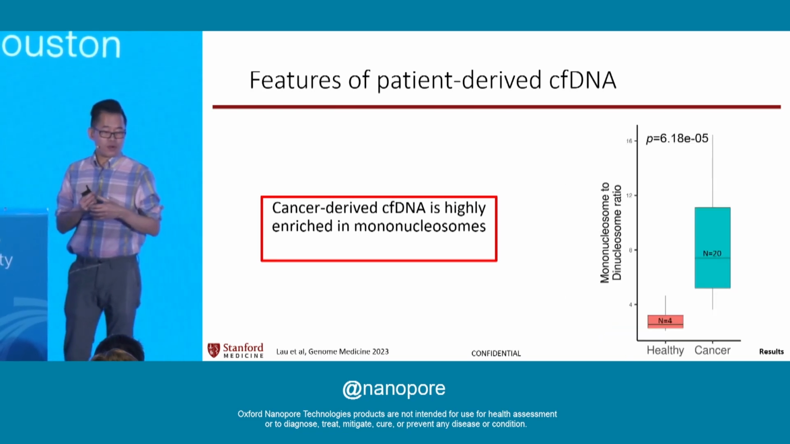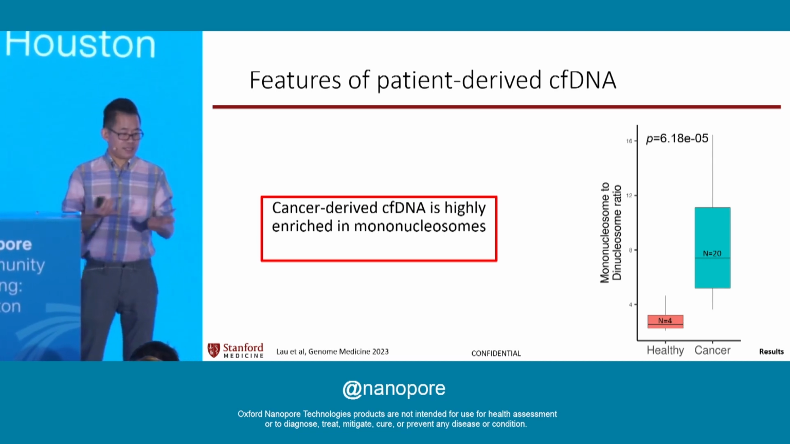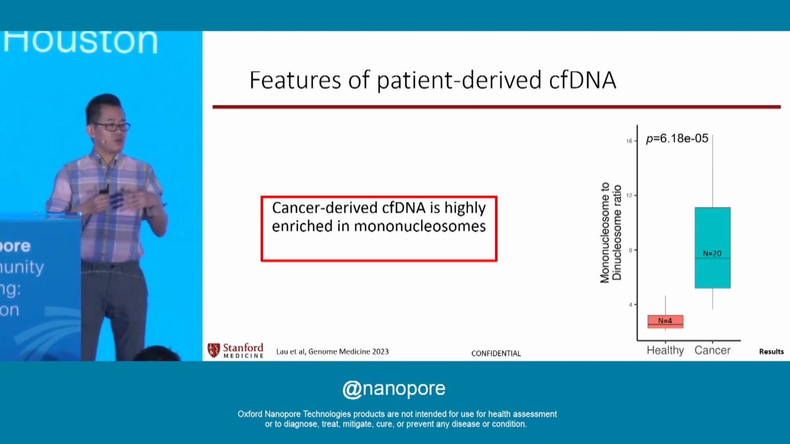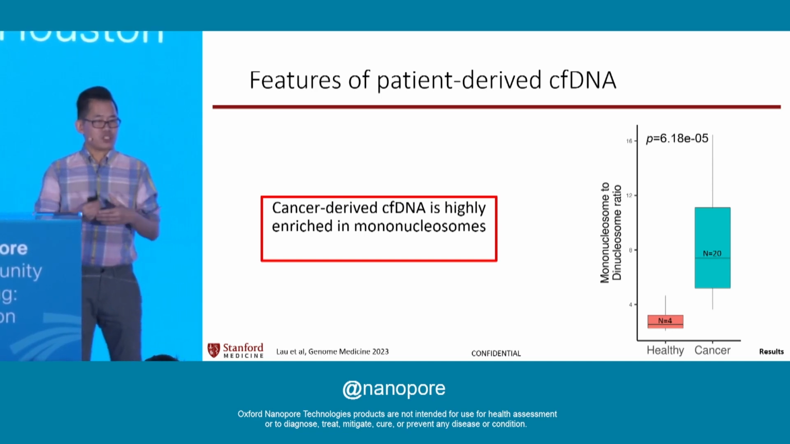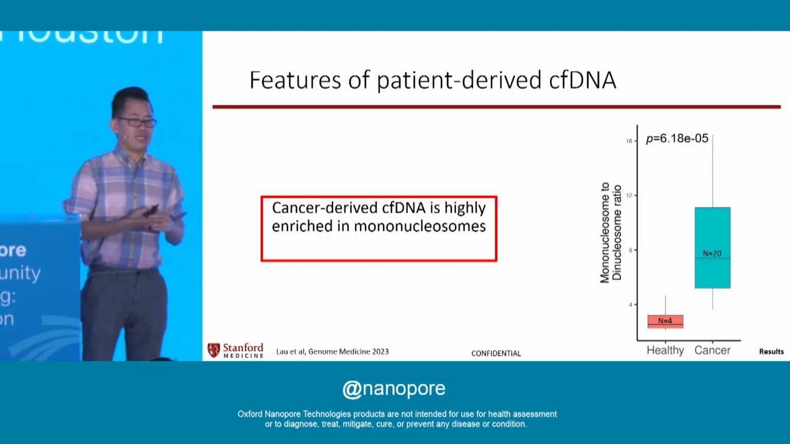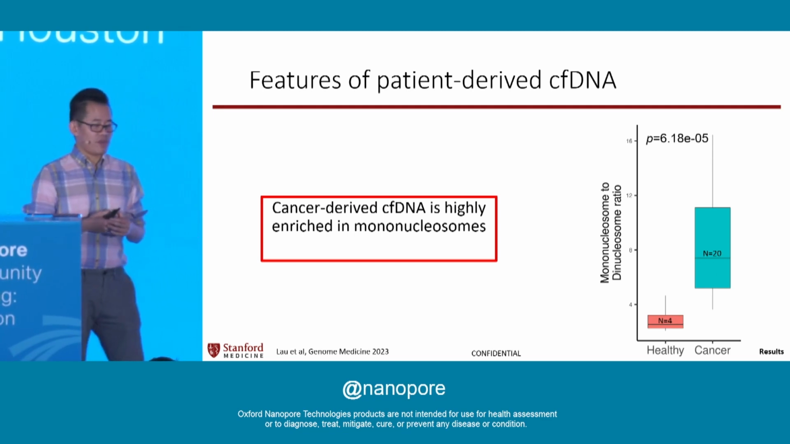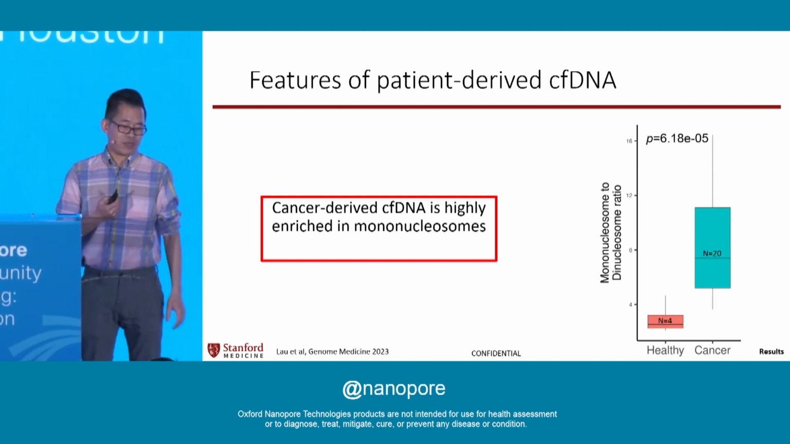As we carry forward to the entire cohort, we can see this is highly statistically significant. So basically, the idea is that possibly when you have patients with cancer, you have more of an enrichment in smaller, shorter fragments of DNA. This could possibly be highly informative in terms of detecting cancers at early stage.